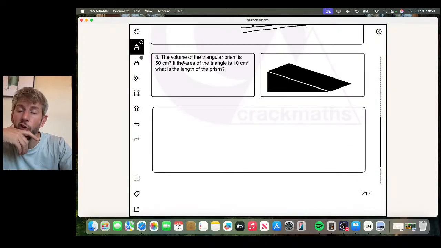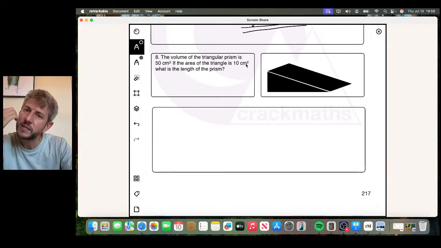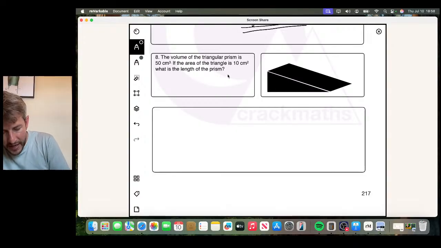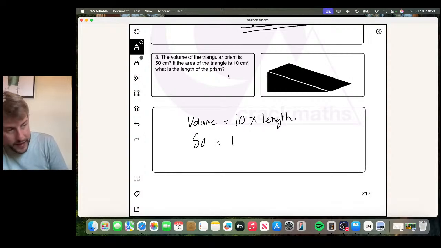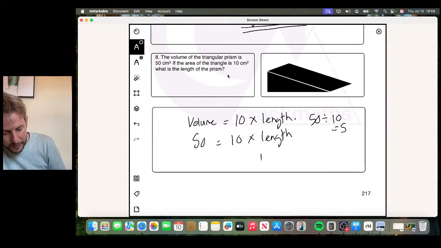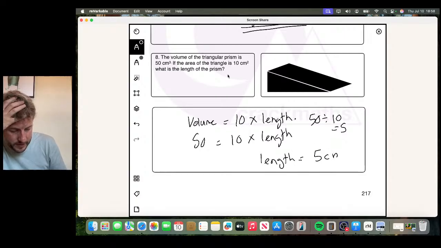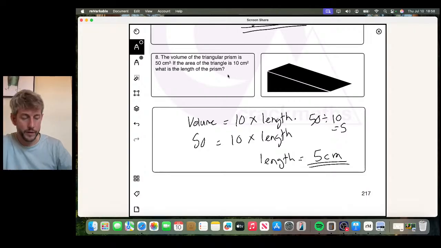Question 8, it says the volume of a triangular prism is 50 centimetres cubed. If the area of the triangle is 10 centimetres squared, what is the length of the prism? Again, volume is equal to the area of the triangle times the length. So in this case, 50 equals 10 times the length. Well, I know that 10 times 5 gives us 50, which could also be found by 50 divided by 10. So the length in this case must be 5 centimetres.